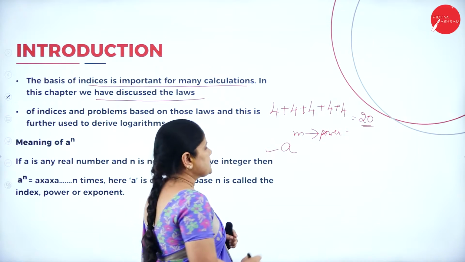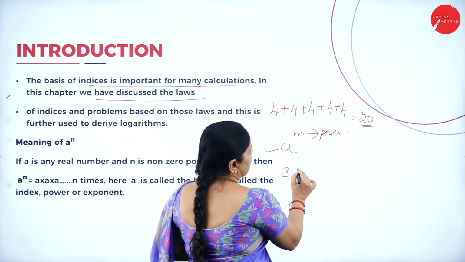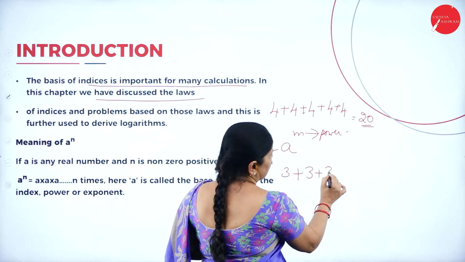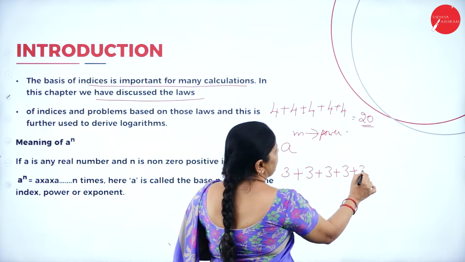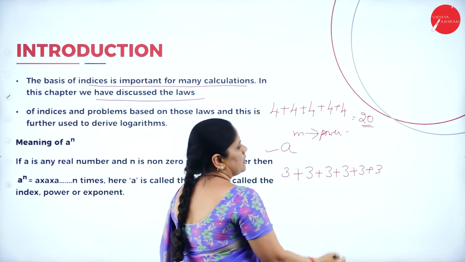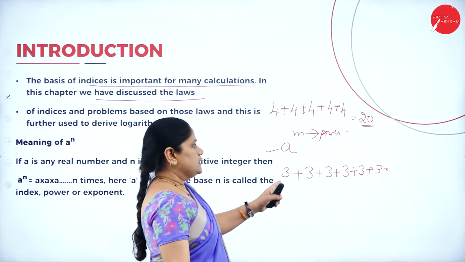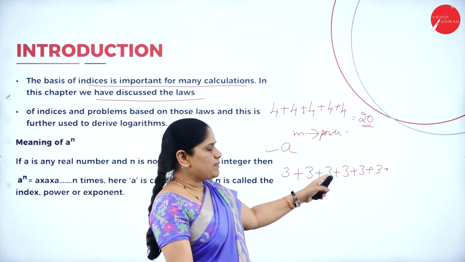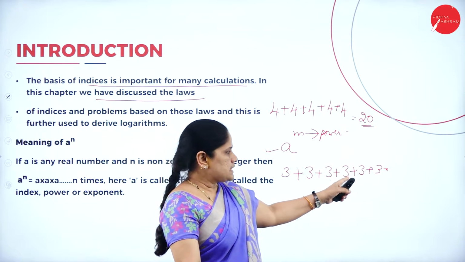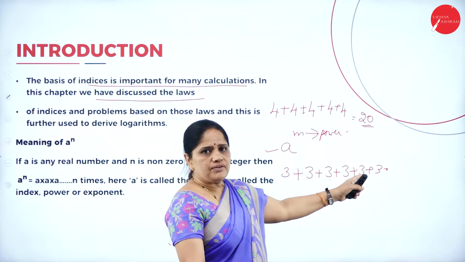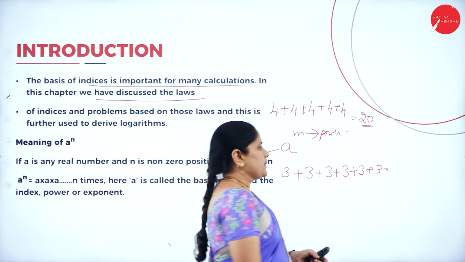Now, the next example I will be giving you: 3 plus 3 plus 3 plus 3 plus 3 plus 3. Now, what is the answer you will get? 3 plus 3, 6. 6 plus 3, 9. 9 plus 3, 12. 12 plus 3, 15. 15 plus 3, 18.